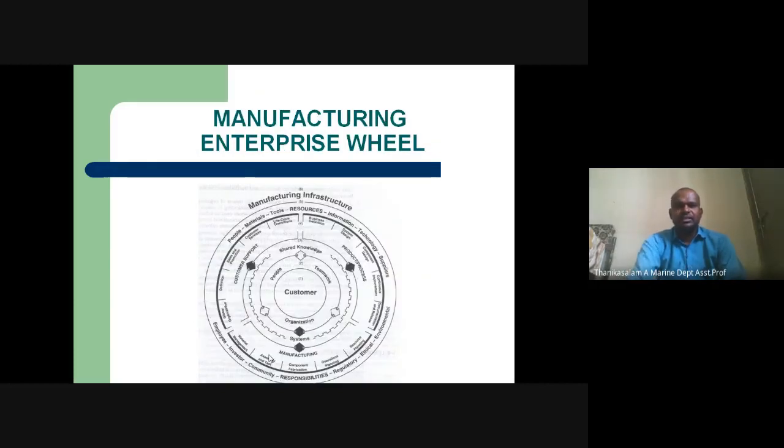This is again the manufacturing enterprise wheel. The outer line: people, materials, tools, resources, information, technology, supplies, and then the employer, investor, community, responsibility, regulatory, ethical, environment. First, the ultimate aim is the customer. The customer is number one for any product, any organization, anything. We need the customer. So based on the customer's desire and willingness, we have to manufacture any product.